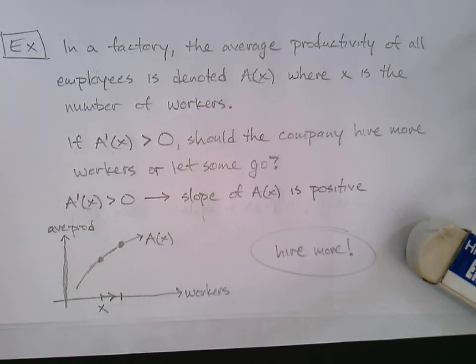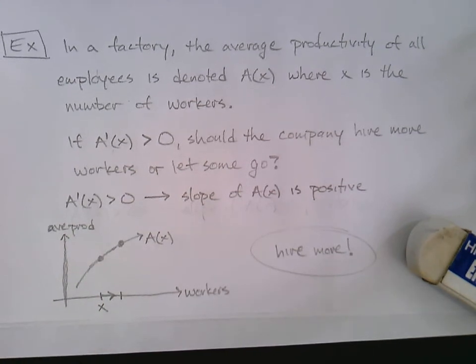So you think, how could this change? Well, if this was negative, then the slope would be going down this way, and we'd actually want to let some people go, because then average productivity would go up in that sense. But here, hey, we want to hire more.